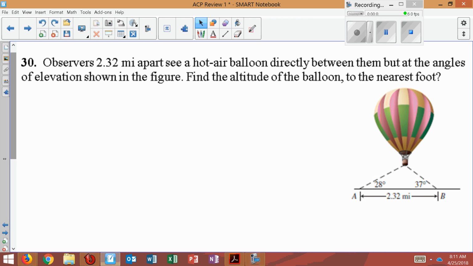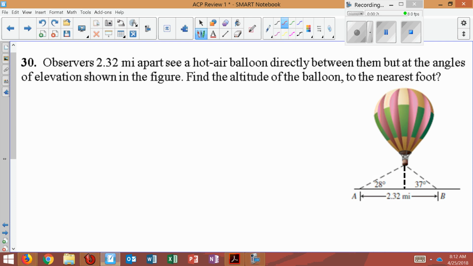Number 30. Observers 2.32 miles apart, so these two observers here, see a hot air balloon directly between them, but at angles of elevation shown in the figure. Find the altitude of the balloon to the nearest foot. What is the altitude of the balloon to the nearest foot? All right, so we want to know how high this air balloon is. So we're looking for the h here.